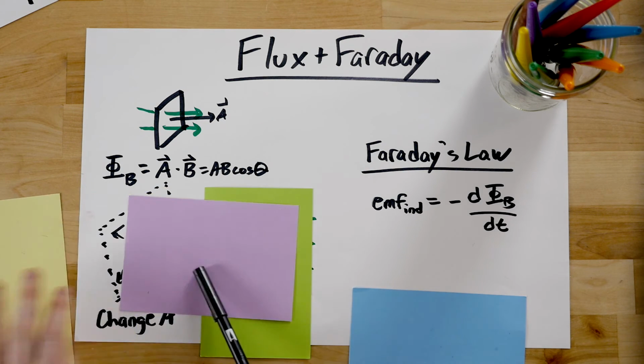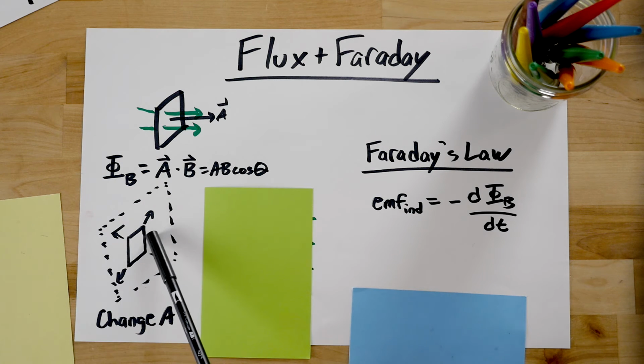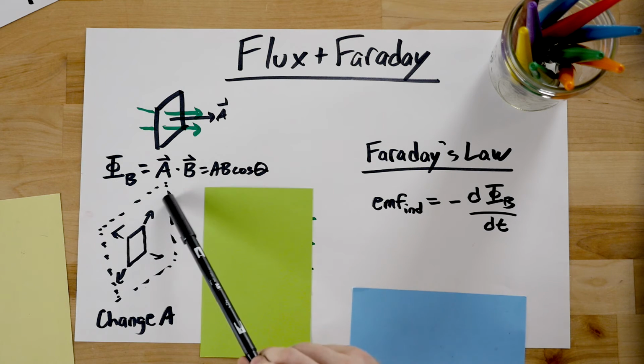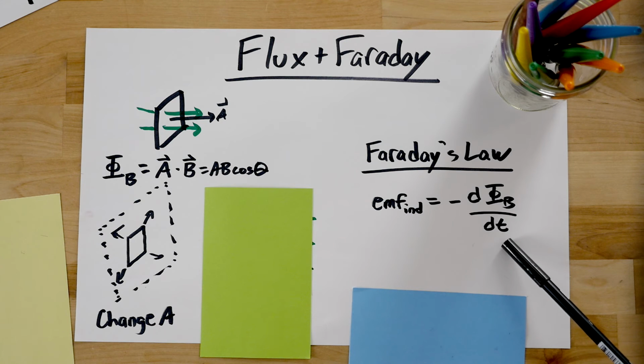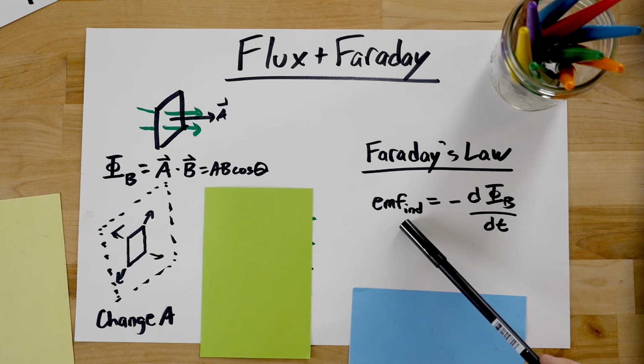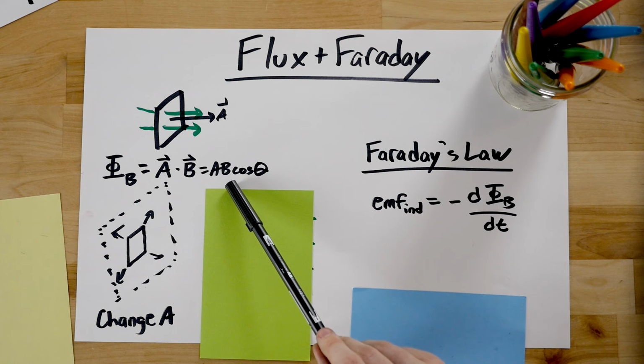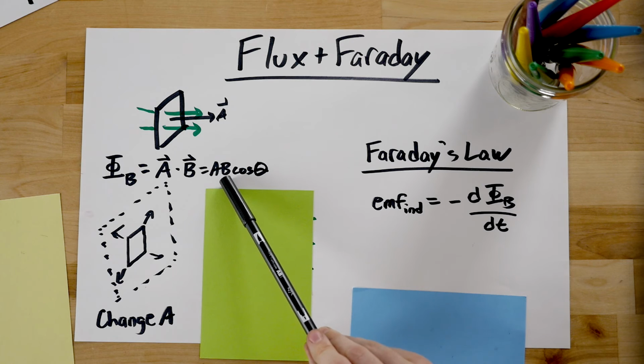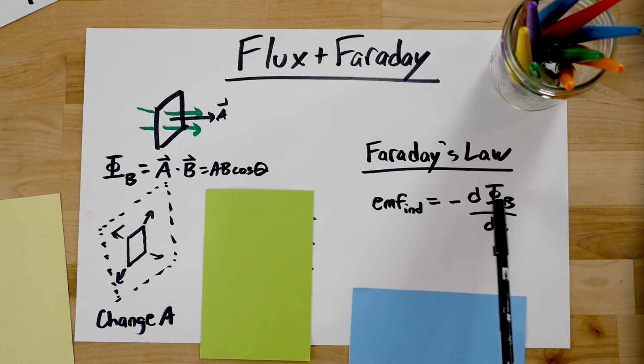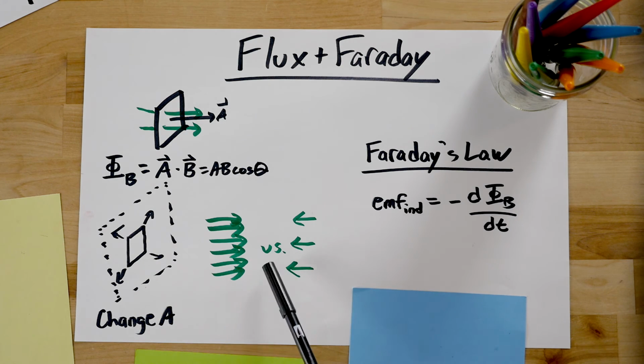So if I change the area, I'll say, okay, maybe I'll expand it. That'll increase the flux and change it with respect to time. So I would get an EMF induced. Now I could also change B. Maybe I'll make it point left, maybe I'll make it point right, I'll flip it on and off. As long as B is changing with respect to time, the flux will change and will induce an EMF. So we can see an example right here.